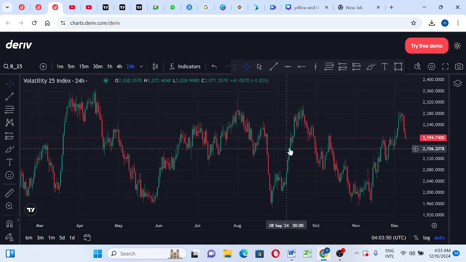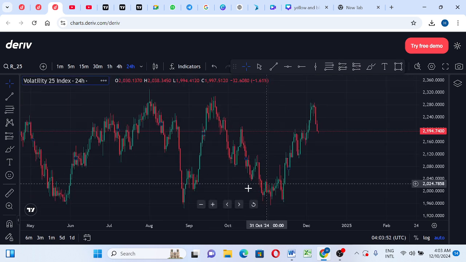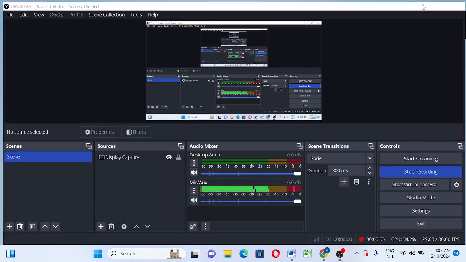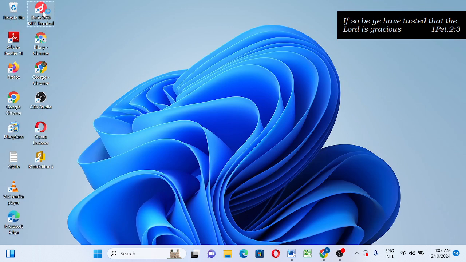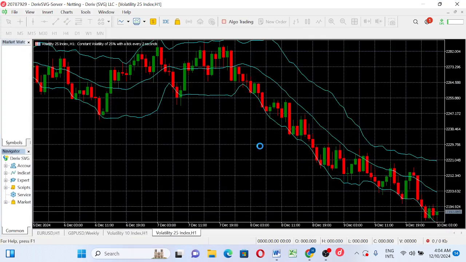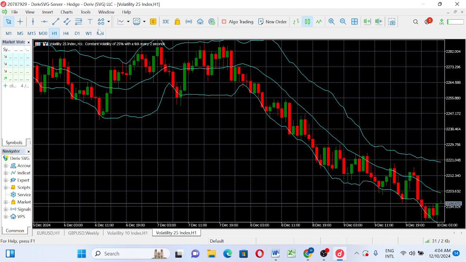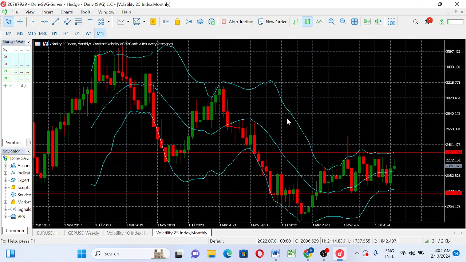Now on this chart, before I continue, I would simply take you guys down to the MT5 section of Deriv. On this section, I want to show you two things. I want to show you the chart on the monthly time frame, and I also want to show you the chart on the weekly time frame. So this is the chart on the monthly time frame.